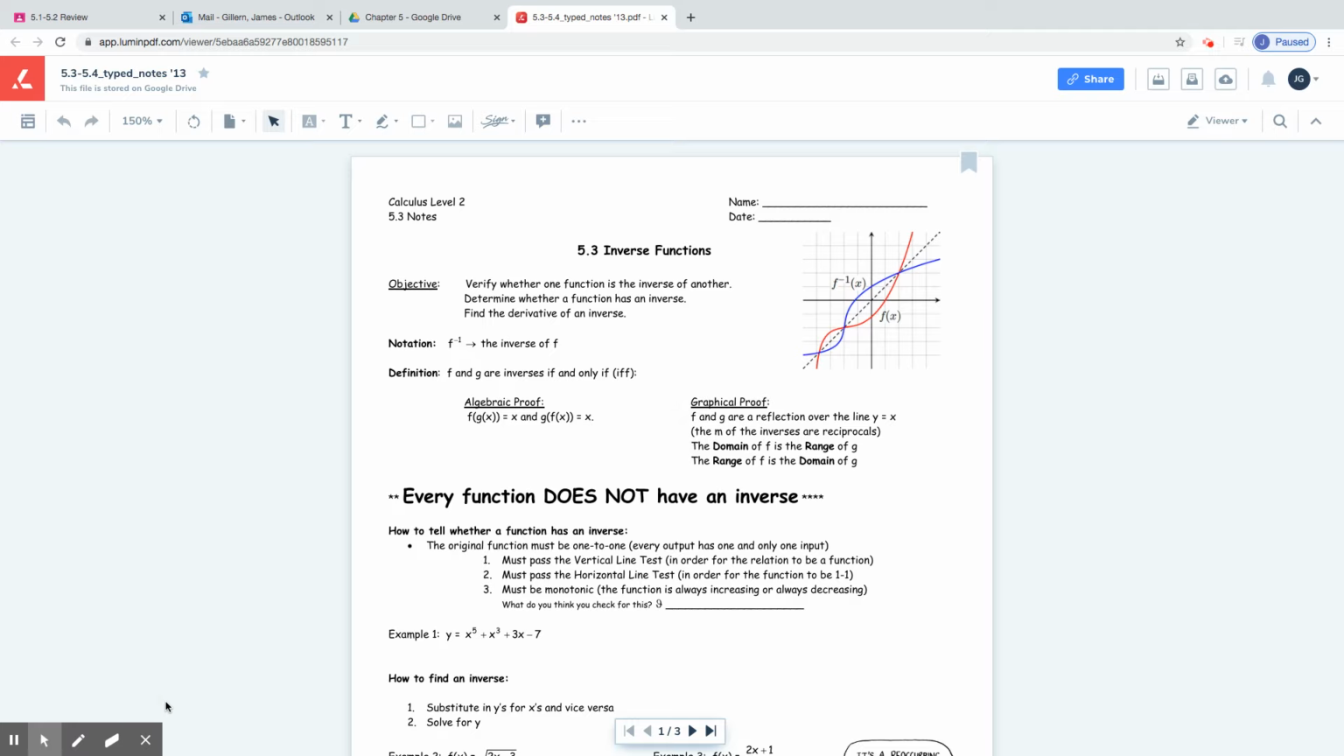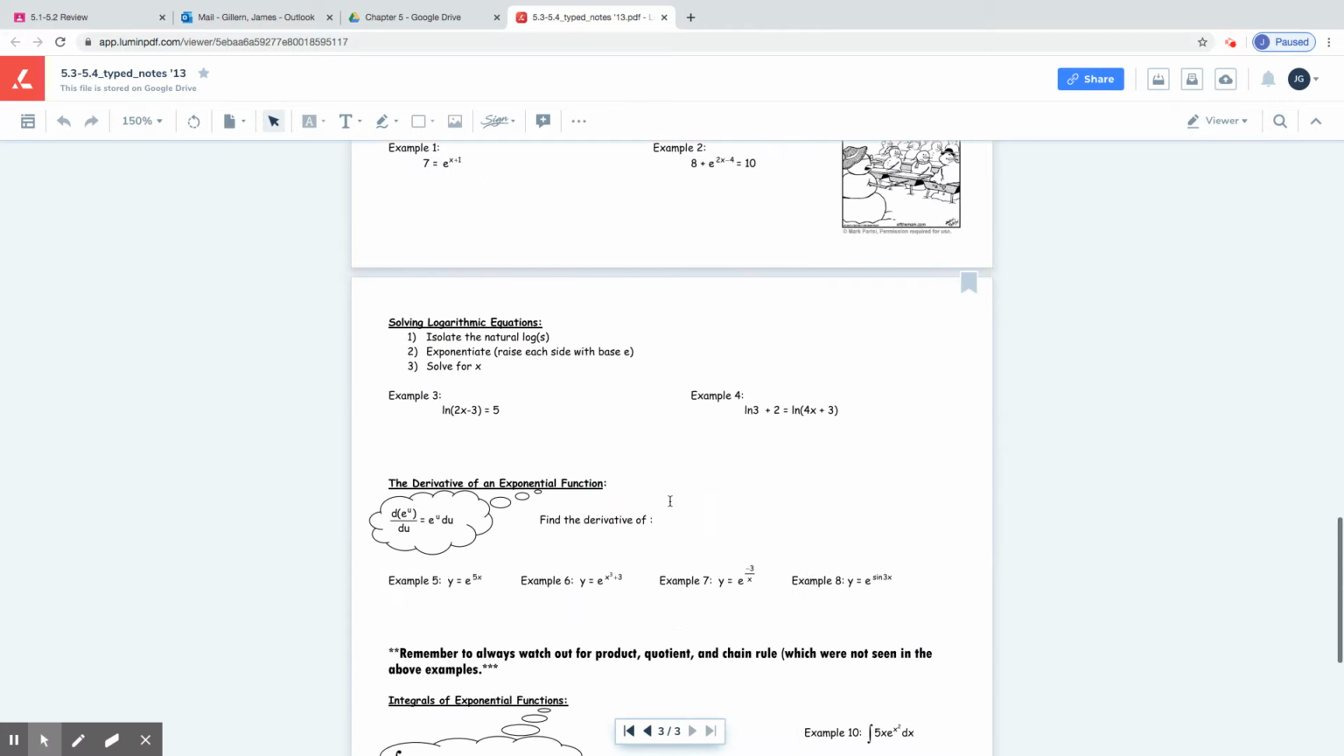Hey everybody, we'll be doing our next section. Here's the good news: we only have five more sections to cover: 5.3, 5.4, 5.5, 5.6, 5.7. And only two more assessments. Today, 5.3 and 5.4 go together. That's all the notes that are right here.